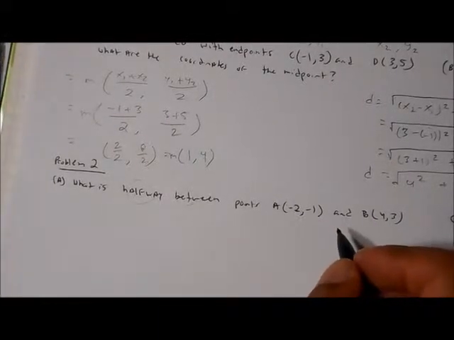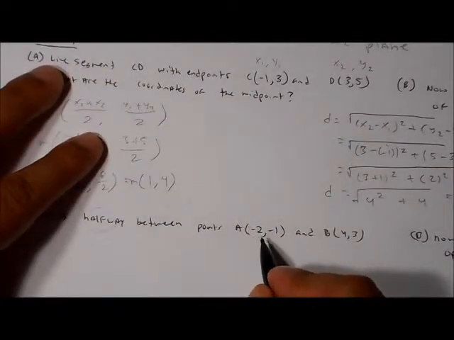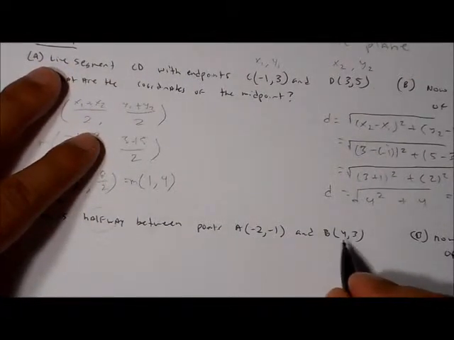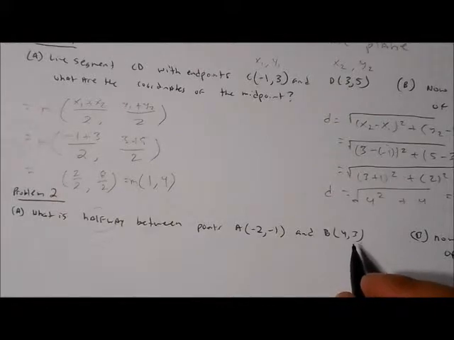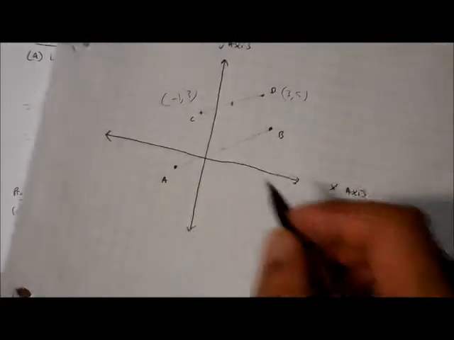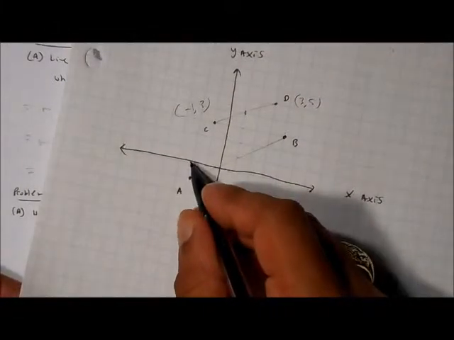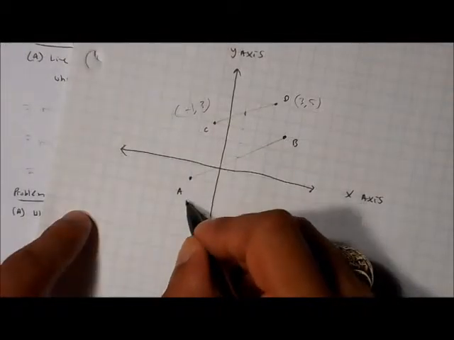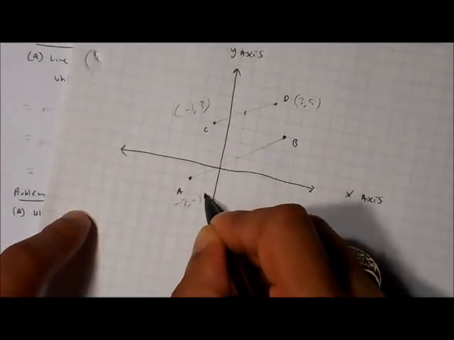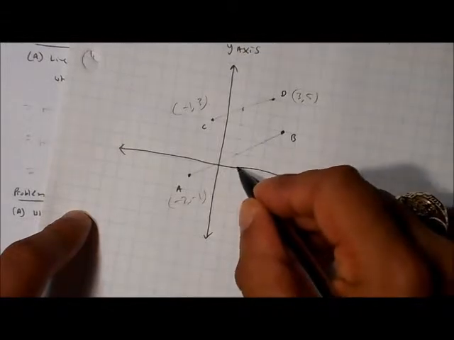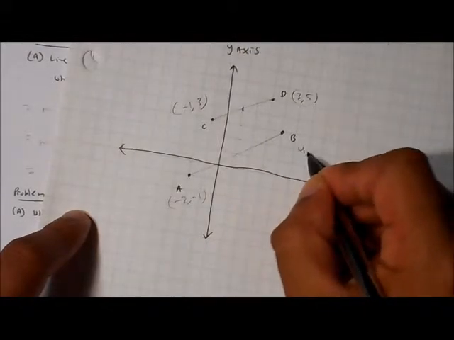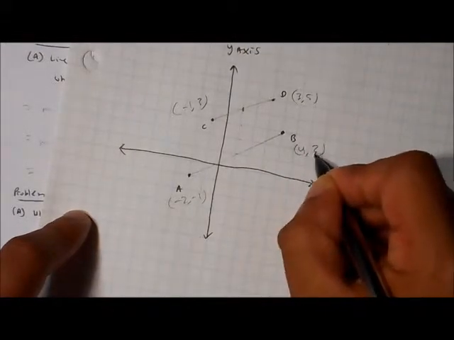So then we have A that's at (-2, -1), and we have B that's at (4, 3). Now if you want to visualize it, we have it here. So we have -2, -1, and then we have 1, 2, 3, 4, and +3.